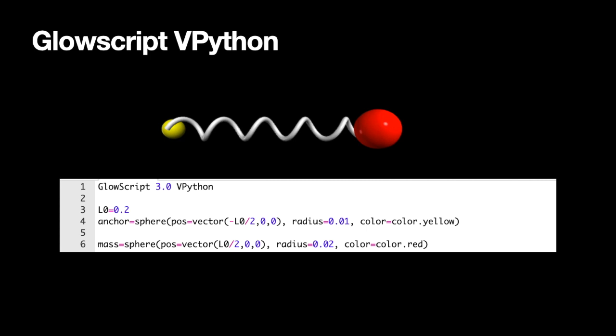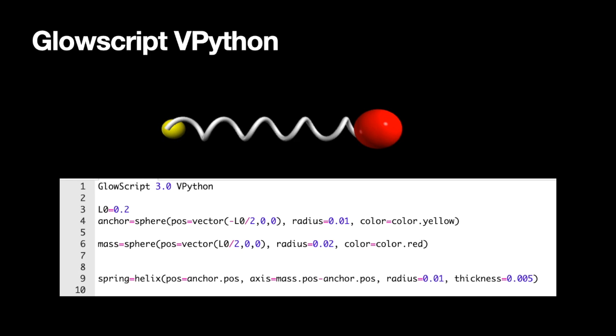Now I need to do the spring. There's a built-in function in Python called the helix. You could just use a cylinder if you wanted to, because it's just for visual, but I want to make it look nice.